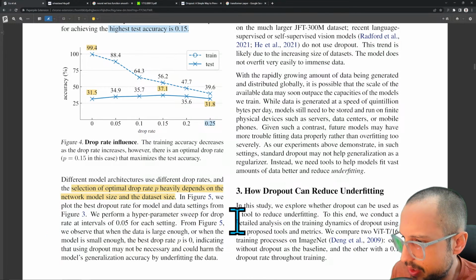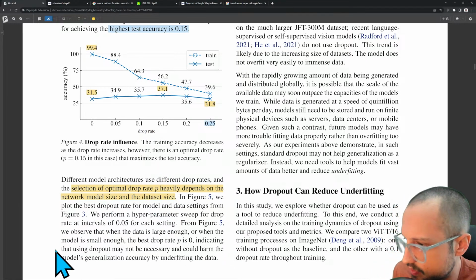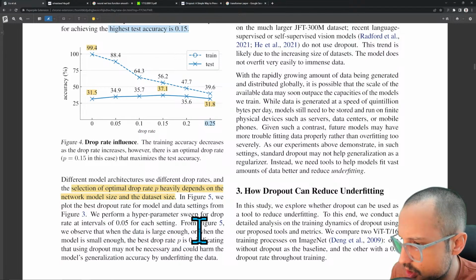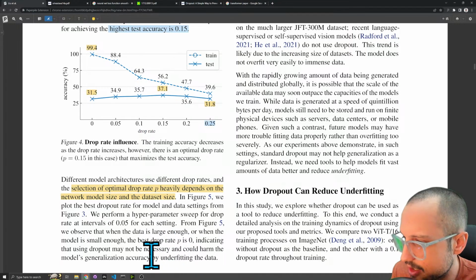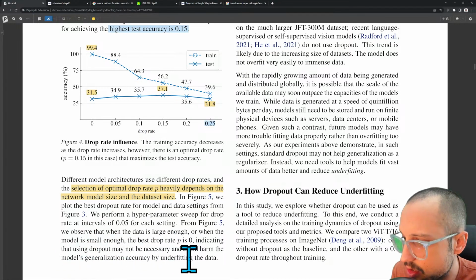We perform a hyperparameter sweep for drop rate intervals of 0.05 for each setting. From figure 5, we observe that when the data is large enough or when the model is small enough, the best drop rate is 0, indicating that using dropout may not be necessary and could harm the model's generalization accuracy by underfitting the data. When the data is large enough or when the model is small enough, the best drop rate is 0.